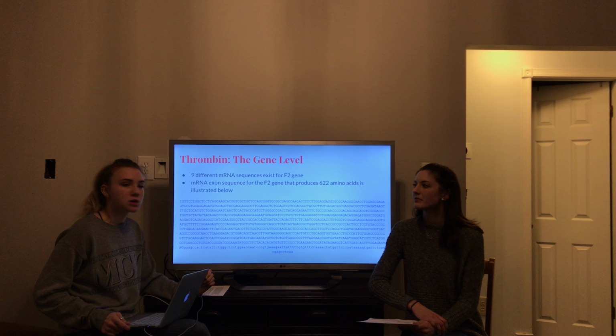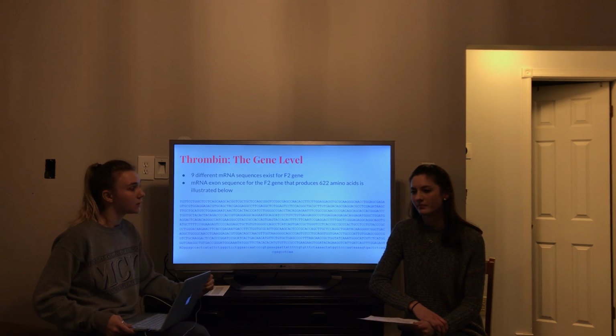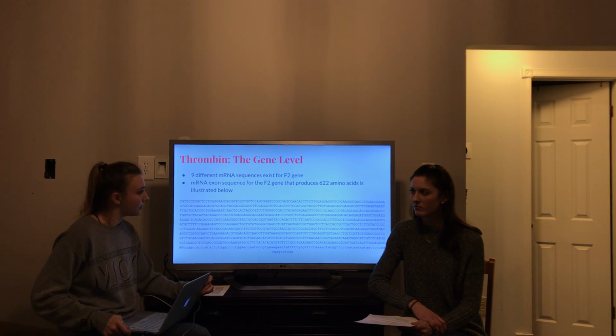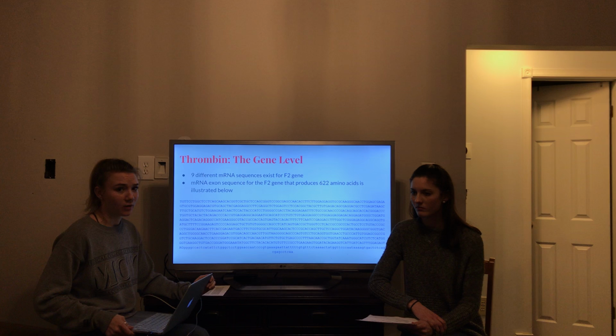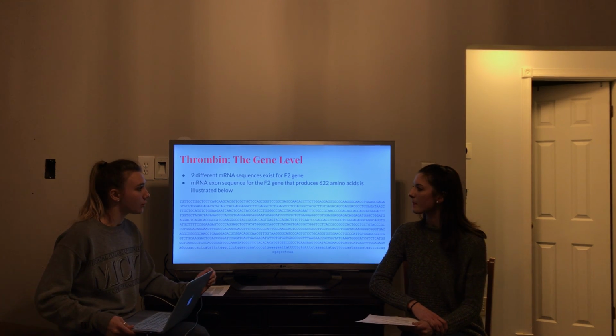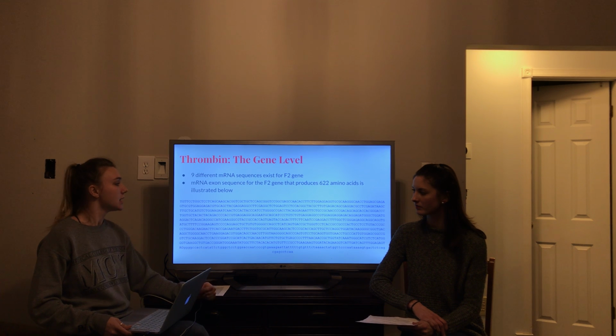More on the gene level, there are 9 different mRNA sequences that exist for the F2 gene. There are varying degrees of protein function, some more functional than others. The mRNA exon sequence for the F2 gene that produces 622 amino acids is illustrated below.